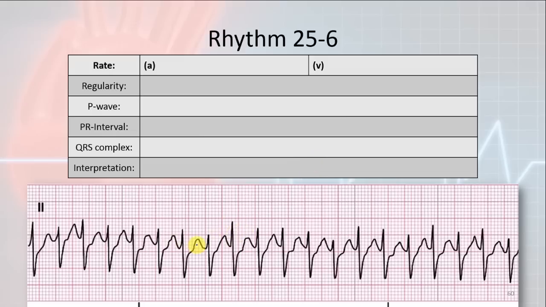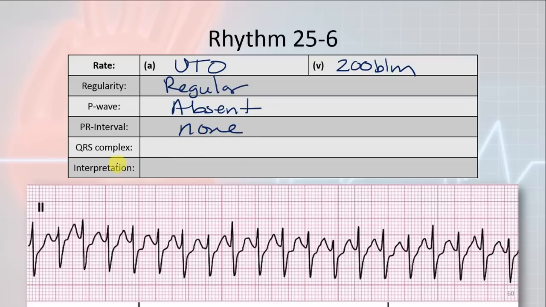On this one here, it looks a little irregular, maybe a little bit harder to define. The atrial rate, we can't really identify P waves, so we're going to say that they're unable to obtain. The ventricular rate itself, I already calculated, was 200 beats per minute. Regularity, it looks a little bit irregular, but it's very, very close to being regular. So we're going to go ahead and call this regular. P waves are going to be absent. PR interval is going to be none.